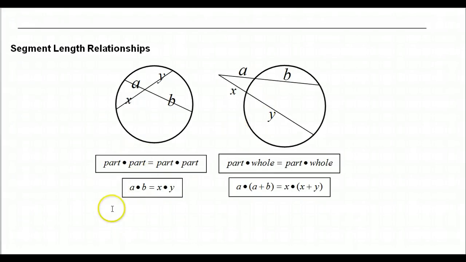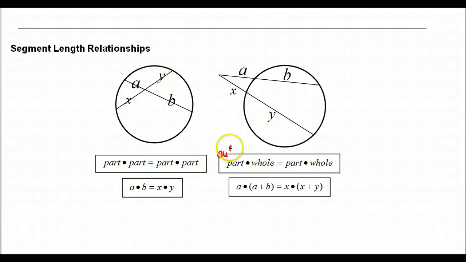In a situation like this, where we have the segments completely inside the circle, it's part times part equals part times part. So A times B would equal X times Y. When the segments are outside of the circle as a secant segment, then the relationship is part times whole equals part times whole. Now, I'm just going to add one thing. It has to be the outer part.